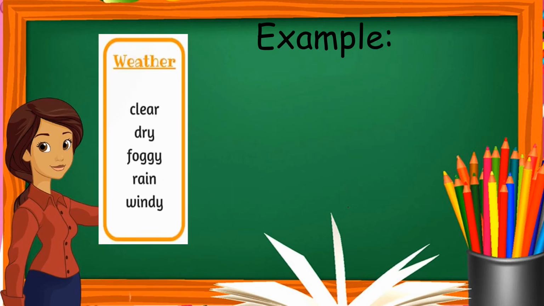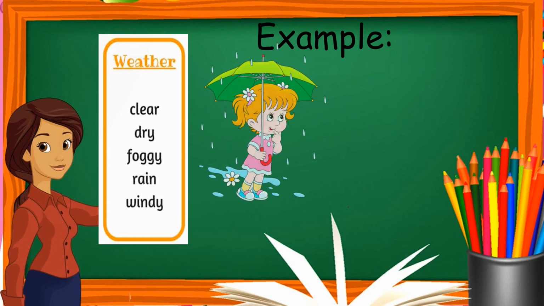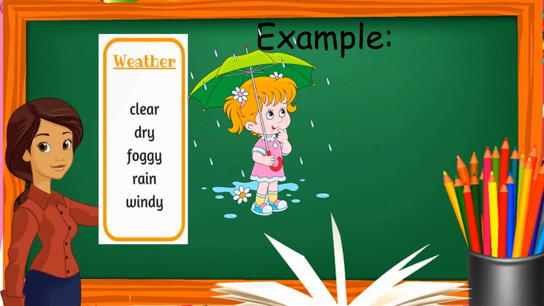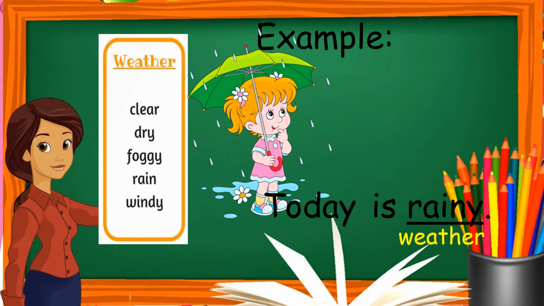Weather. In our science, weather. What are the 5 weather conditions experienced in the Philippines? Yes, sunny, cloudy, windy, stormy, and rainy. Okay, look at the girl. What can you say about the weather? Yes, very good. The weather is rainy. Let's check. Today is rainy, or the weather for today is rainy. The word rainy is an adjective that describes the weather today, right? Okay, very good. That is the weather.